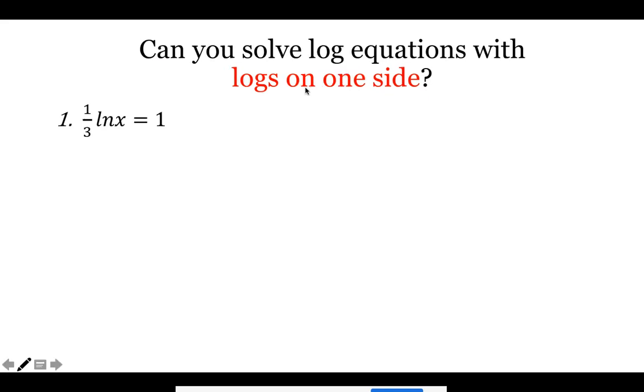What about logs on one side? So something like this. It's a little bit more similar to the warm-up. So there's a few ways I could bring this up. I'm going to choose to multiply by 3. And then I've got ln of x equals 3. Well, that's the same thing as log base e of x equals 3. The exponent that turns e into x is 3. So e to the third power equals x. And that is how I'm going to leave it.